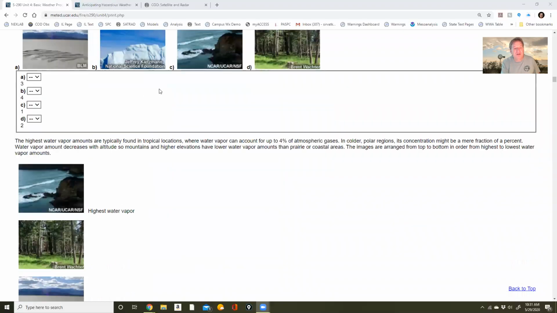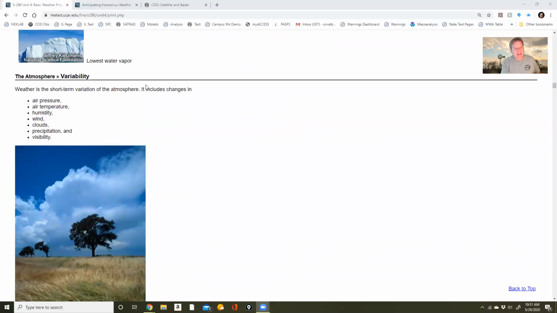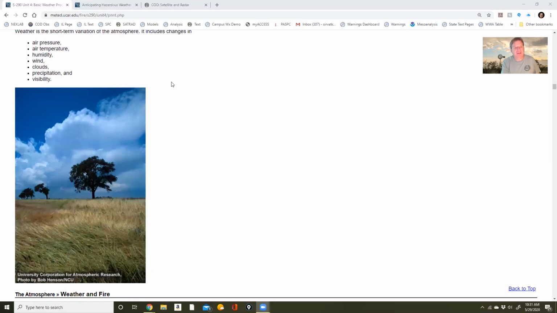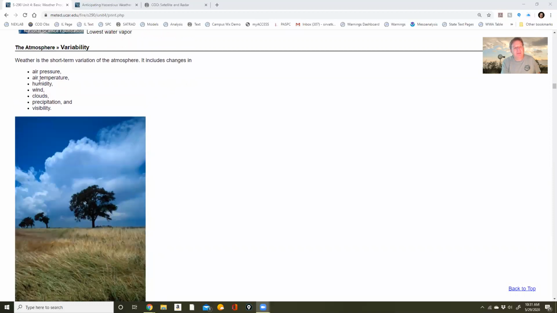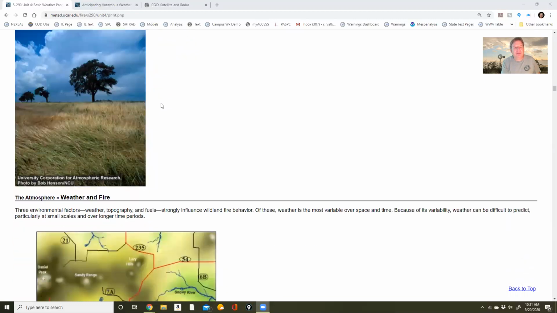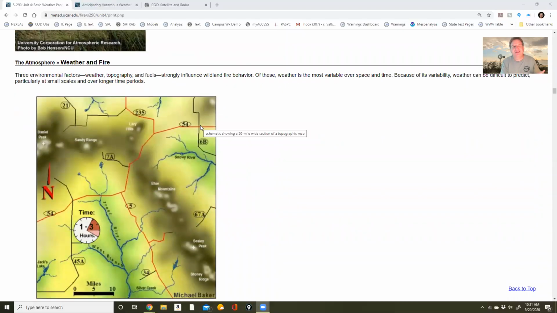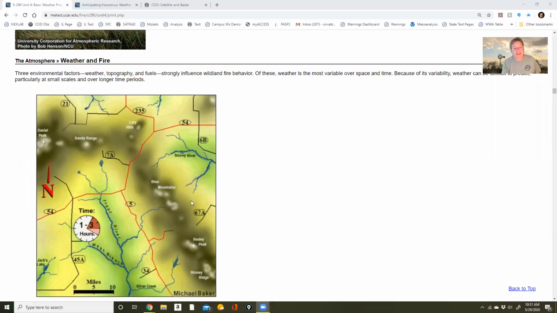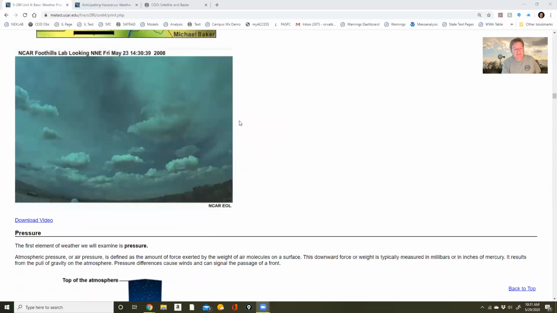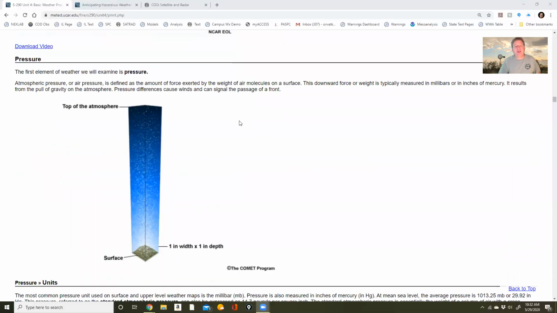So here's some questions you can go through just to refresh yourself on this stuff. And we're going to be talking about all these things in terms of variability. Here, this is a section on fire. We're going to do fire weather, and water is going to matter, obviously, for fires. Okay, now the next thing we do is pressure. So we can go through this pretty quickly. You're going to be going through this module. You'll be taking the quiz on it, and hopefully these are the really important things that you need to know.